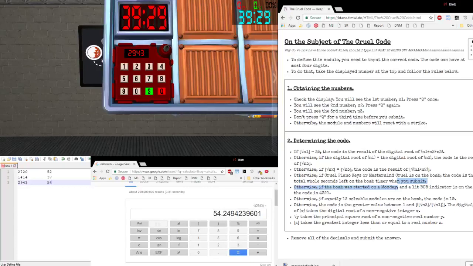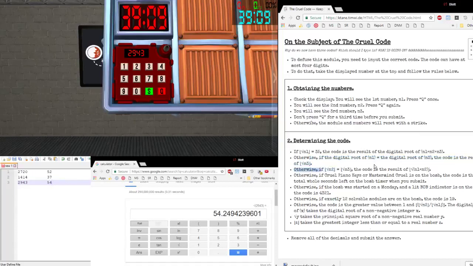So, is the square root of the first one 35? No, it was 52. Next, digital roots of the first and third match. The first one, digital root 2 plus 7 plus 2 plus 0, that's 11. 1 plus 1 is 2. Bottom one, 2 plus 9 plus 4 plus 3 is 18. 1 plus 8 is 9, not a match. We're going to skip that rule.